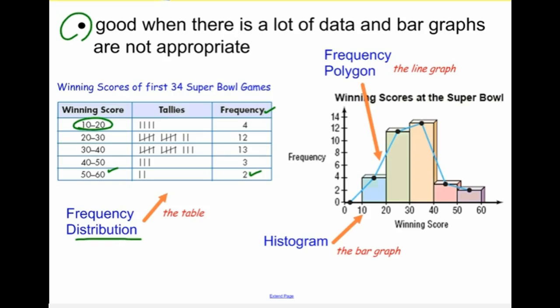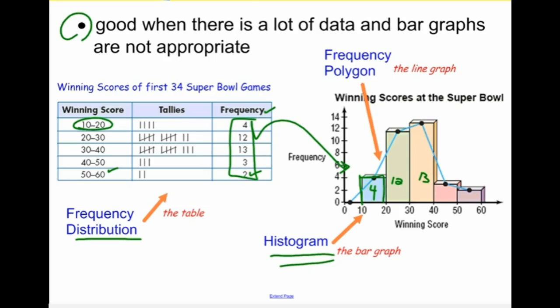So I'm going to tally up my data, get the frequency, and that's going to lead me into a bar graph. From 10 to 20 points, the height of my bar was 4, and so on down the line, 4, a height of 12, a height of 13, and so on. This bar graph is called a histogram.